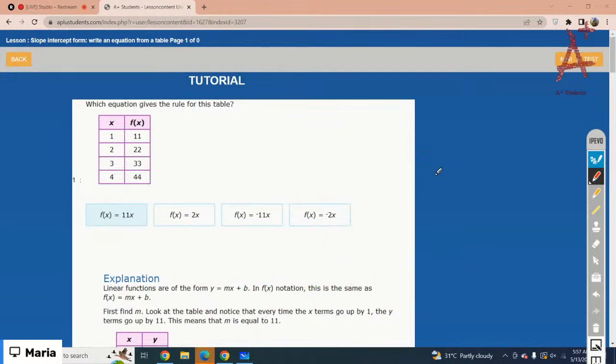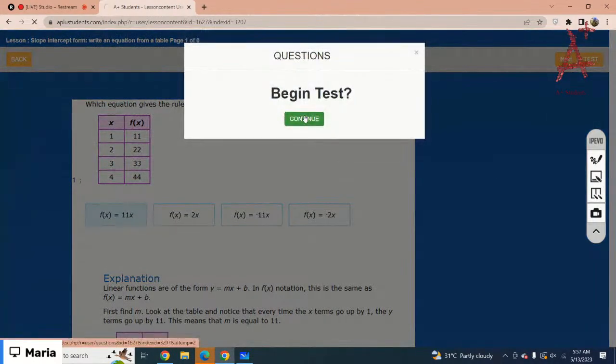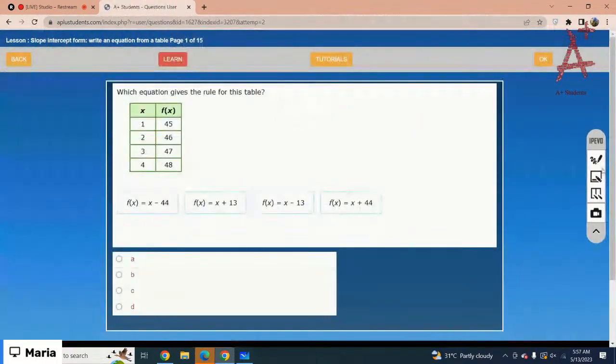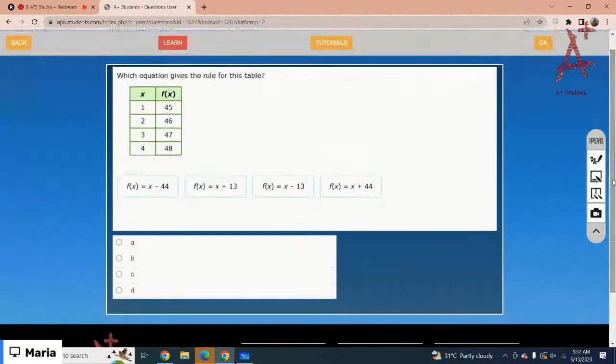Okay, let's just start with the test questions. Okay, the next one is which equation gives the rule for the table. So you are given the table. You have to find the equation. So you can do the same thing. You have to find the slope and the y-intercept like we just did for the last question. Got it? So you can use any 2 points and find the slope.